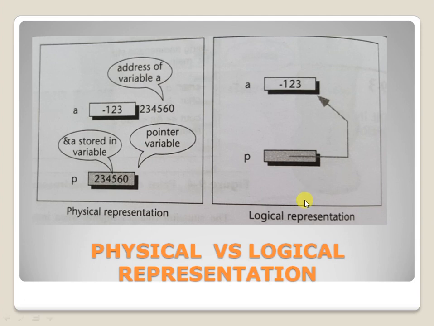Now, if you see the logical representation of this pointer, P is pointing to the variable integer, that is A, with the value minus 123. So P is a pointer and P is pointing to this variable, and the variable is having a certain value. So the pointer is not having its own value, the pointer is having the value of the address where this particular variable is stored.